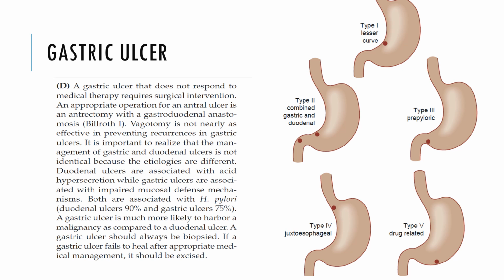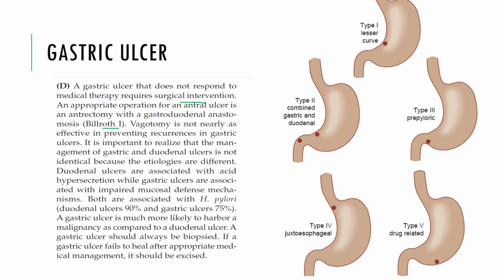Now, gastric ulcer that does not respond to medical therapy requires surgical intervention. An appropriate operation for antral ulcer is antrectomy with a gastroduodenal anastomosis, which is Billroth 1. And vagotomy is not nearly as effective in preventing recurrence in gastric ulcers.